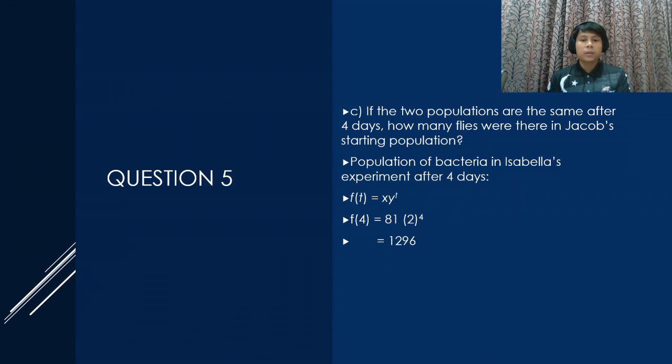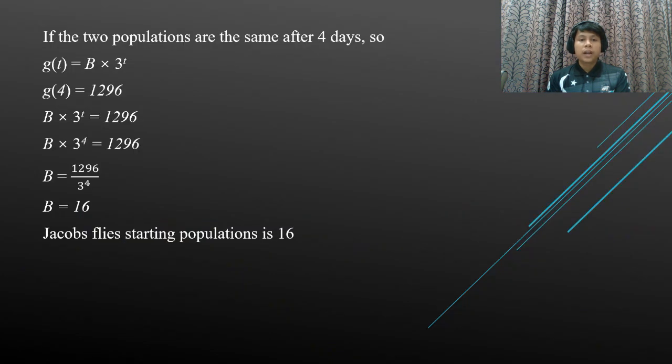We need to replace x with 81, y with 2 because it's doubling every day, and t with 4 because it is 4 days. We will get 1296. Because the populations are the same, the population of flies in Jacob's experiment after 4 days will also be 1296.